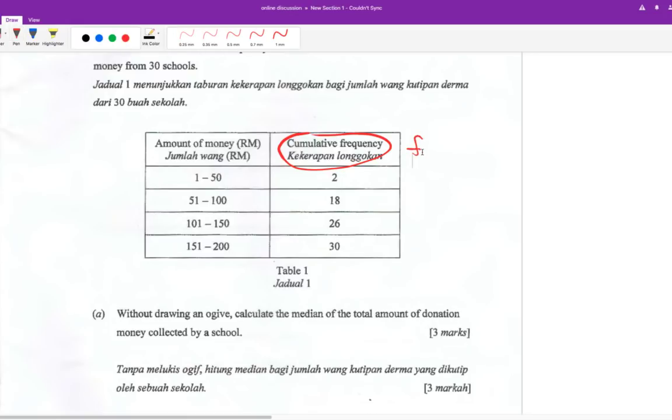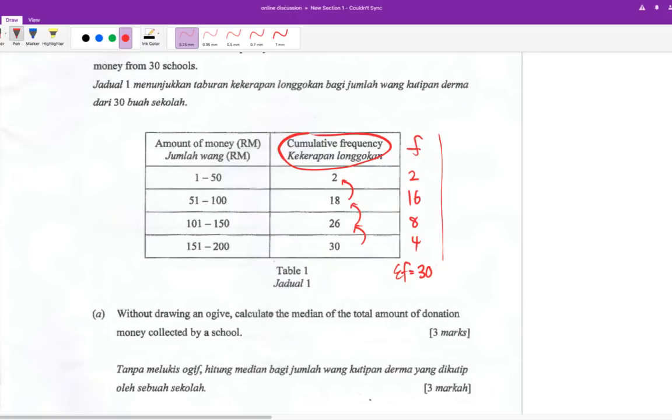For this kind of question, you need to find the frequency, so I will do the subtraction. The first one is just 2, so the frequency is 2. The second one is 18 minus 2, which is 16. This one is 26 minus 18, which is 8. And this one is 30 minus 26, which is 4. You always need to double check: sum all the frequencies and see whether it equals 30. It has to equal 30.